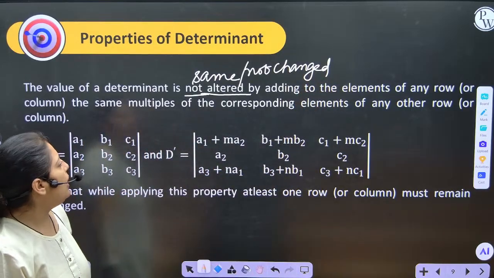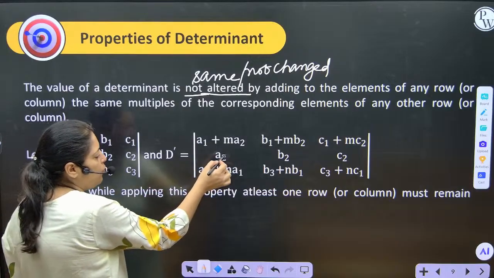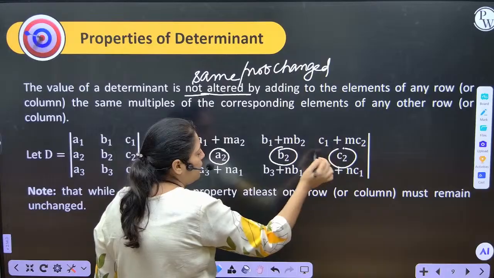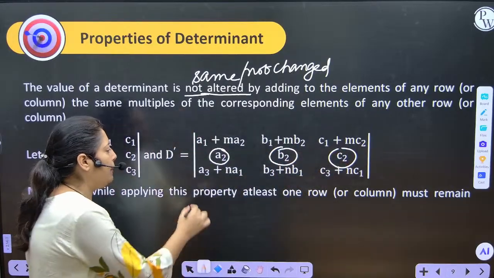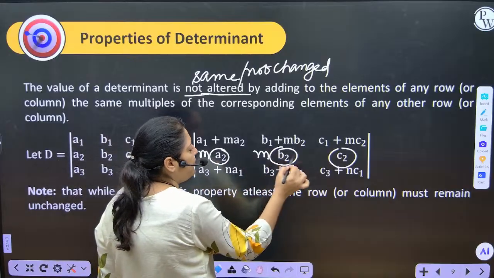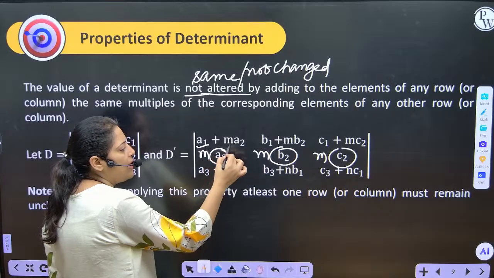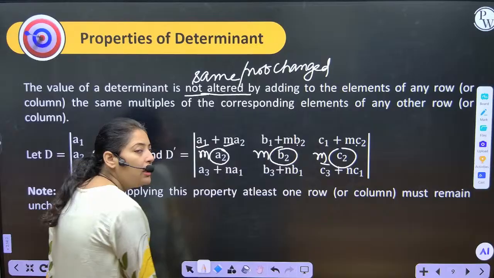By adding to the elements of any row the same multiples of the corresponding elements of any other row. Now, same multiples. What he has done is, A2, B2, C2, he has multiplied with M, and then he has added in row 1. That's why MB2 came here, that's why MC2 came here.